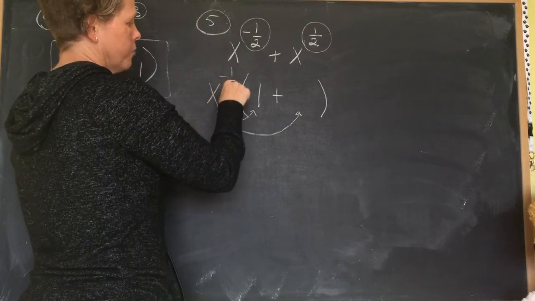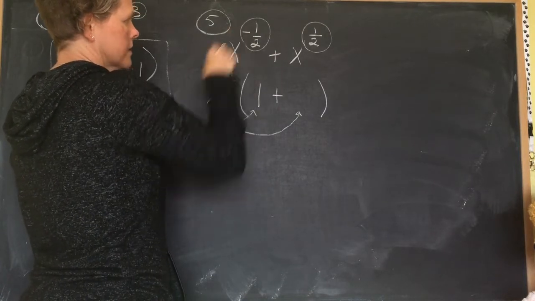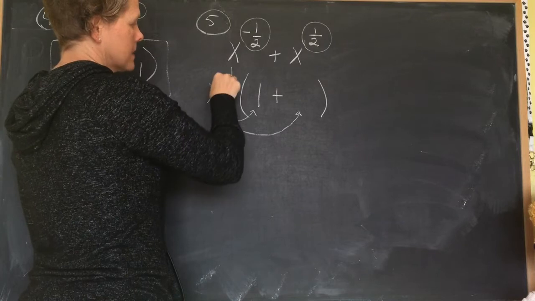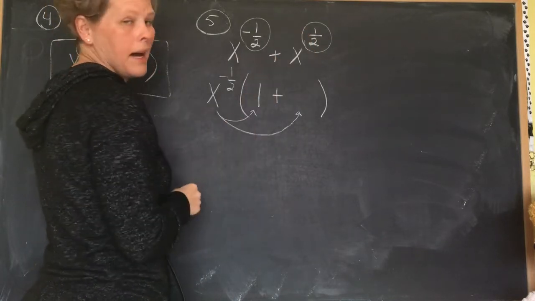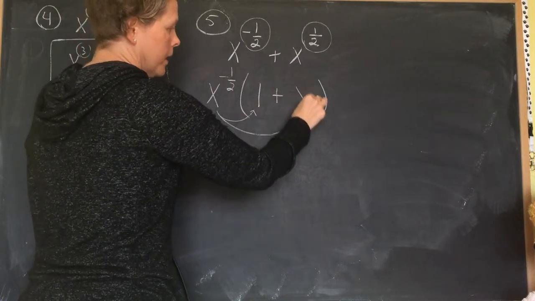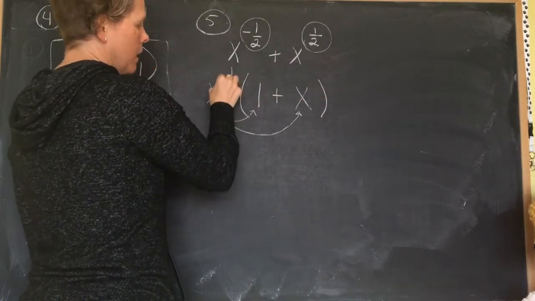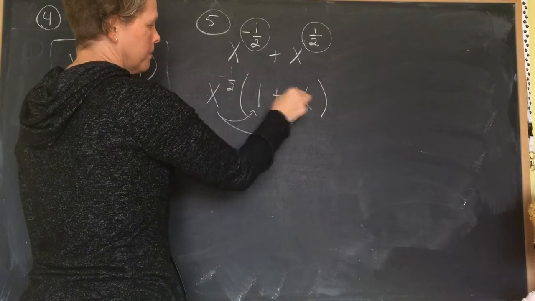So x to the negative 1/2 times 1 is x to the negative 1/2. x to the negative 1/2 times whatever has to get me x to the positive 1/2. So I'm going to put an x in here. Now we're going to add our exponents because we have like bases.